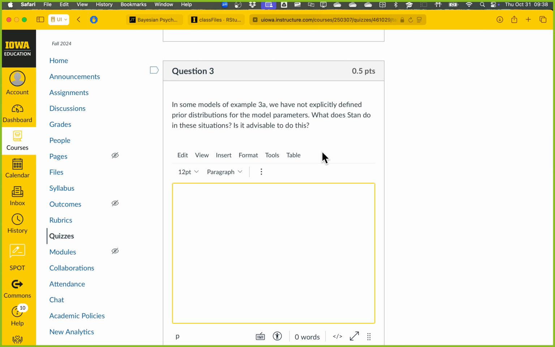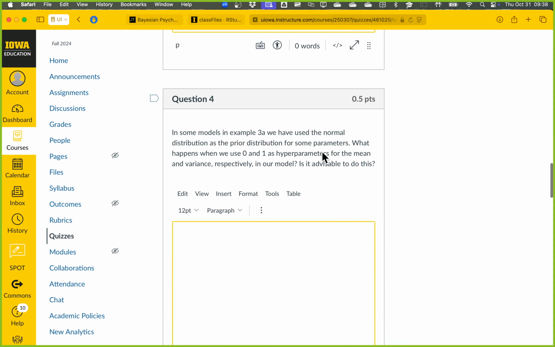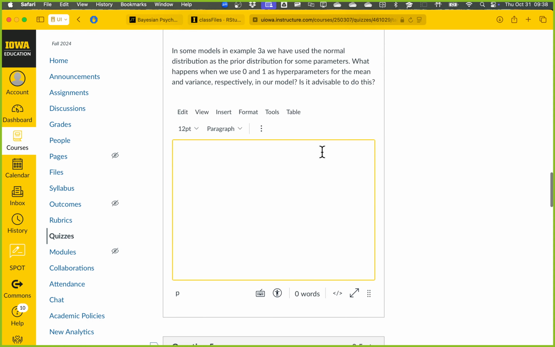How many of you like uniform priors? How many of you don't like them? All right, never mind. Let's see here.